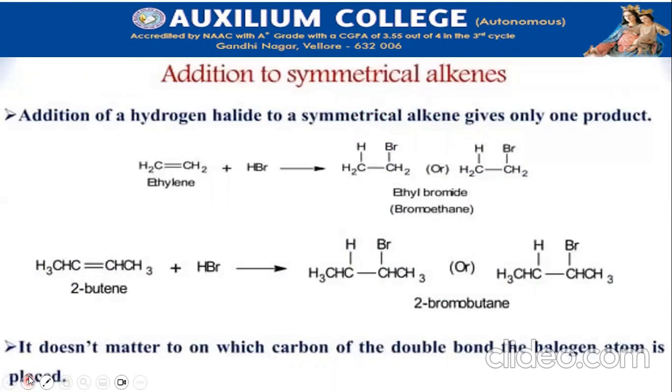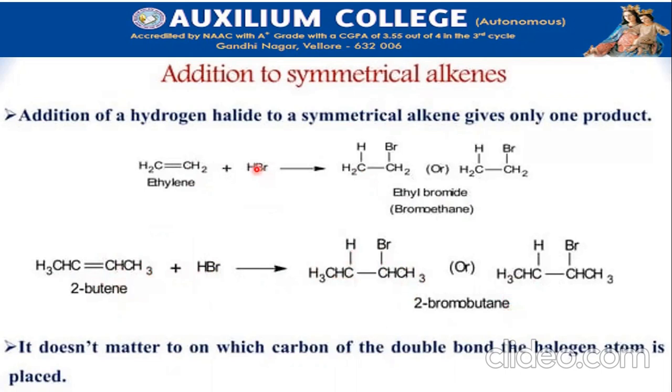Now we are going to see as an example ethylene, a symmetrical alkene, which is added to HBr here. You can see ethyl bromide is formed. In the same way, take 2-butene, CH3, CH double bond CH, CH3 plus HBr. When it is added, this is called hydrohalogenation. You can see here CH3, CH2 and CHBr, CH3. This is called 2-bromobutane.